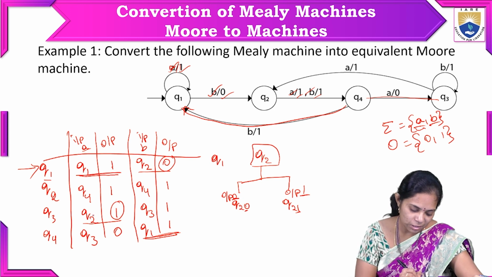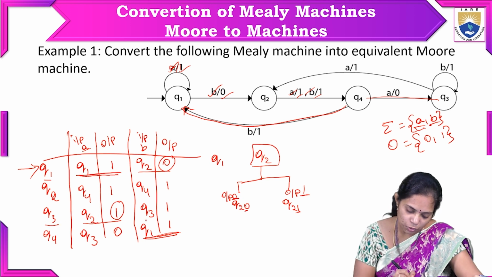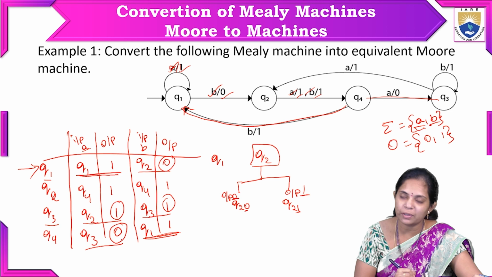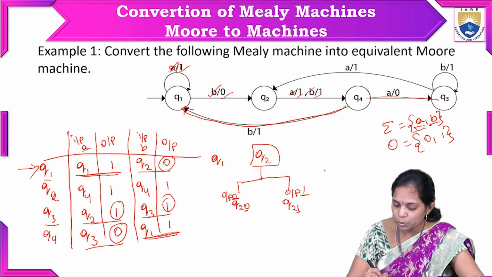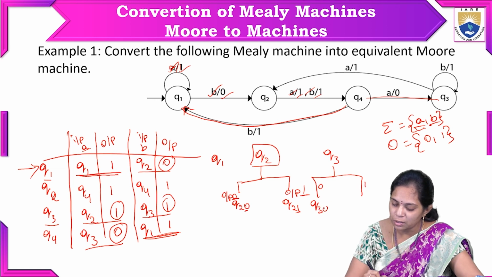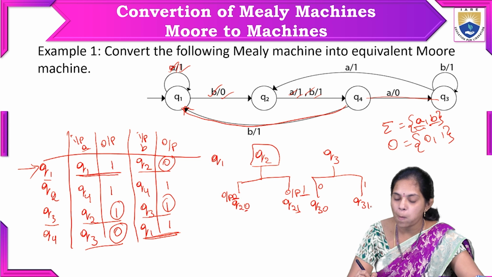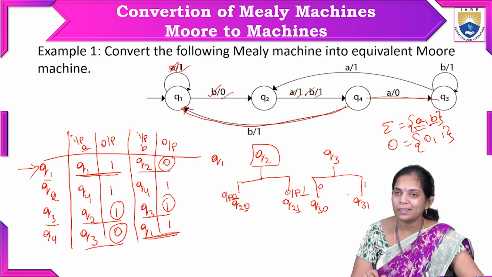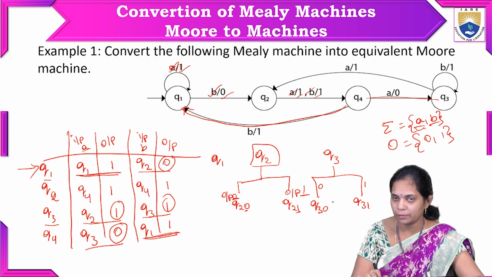So here we have to split this Q2. And again, let's check for Q3. Q3 is having 1 as an input, and here also we have two different outputs. So for this one also we have to split that Q3 state into two. We're taking 0 as an output and 1 as an output, Q3 0 and Q3 1. Here we have to split Q3 into two parts, with the output 0 and with the output 1.